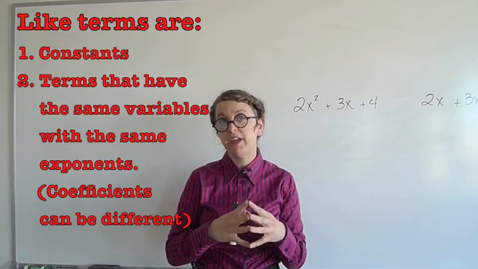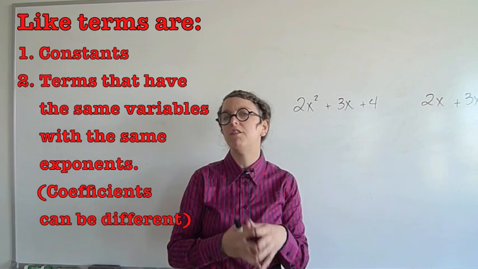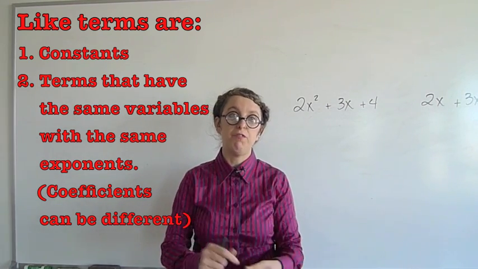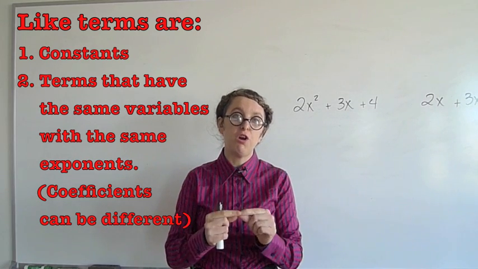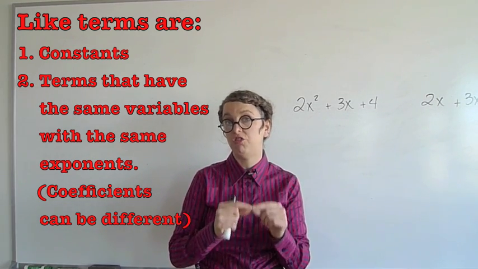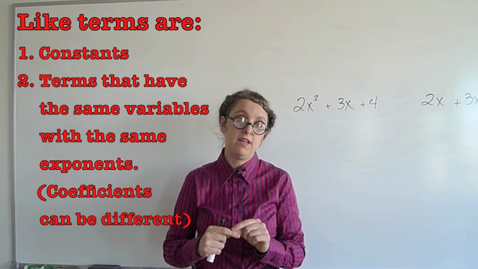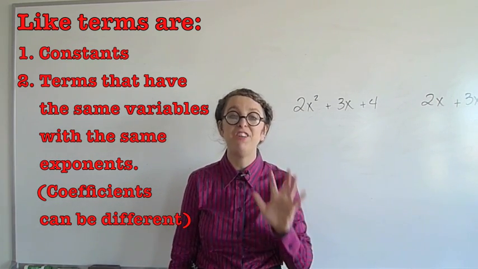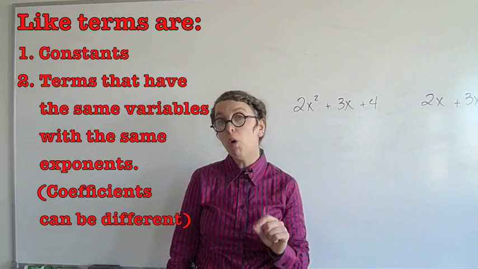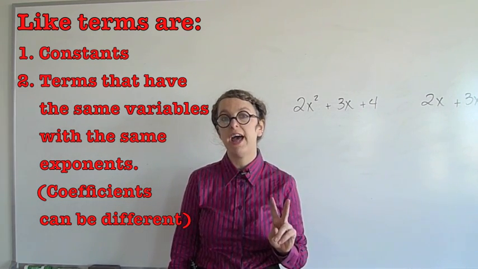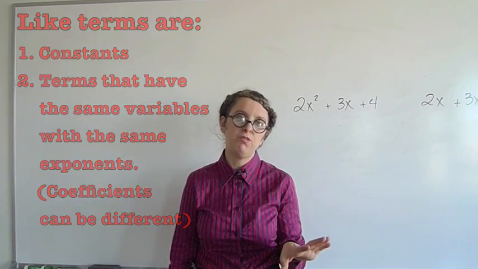The other kind of like terms are a little bit more difficult to think about because they involve variables. First off, the variables on terms must be identical in order for them to be considered as like terms. Secondly, those variables have to have exponents that match exactly. If both of those parameters are not met, then the two terms that you're looking at are not like terms.